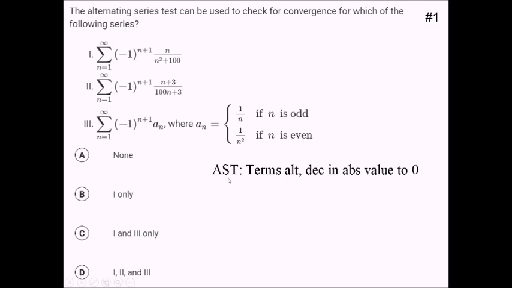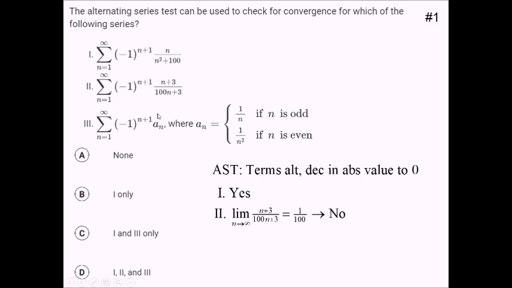How about decreasing in absolute value to 0? If we take a look at option 1, n over n squared plus 100, that is going to be 0 if you take the limit to infinity, so that's a yes for that option. For option 2, limit of this expression without the absolute value. We can ignore the 3's, so it's basically just n over 100n, which is 1 over 100. That's not 0, that's not decreasing to 0. It might be decreasing, but not to 0, so this is a no, it does not meet the AST conditions.